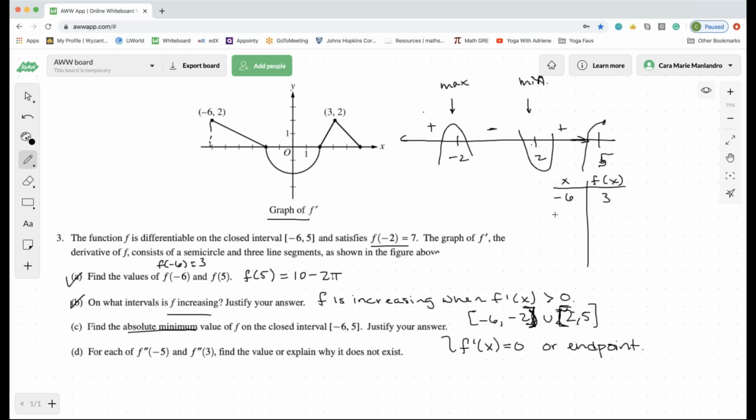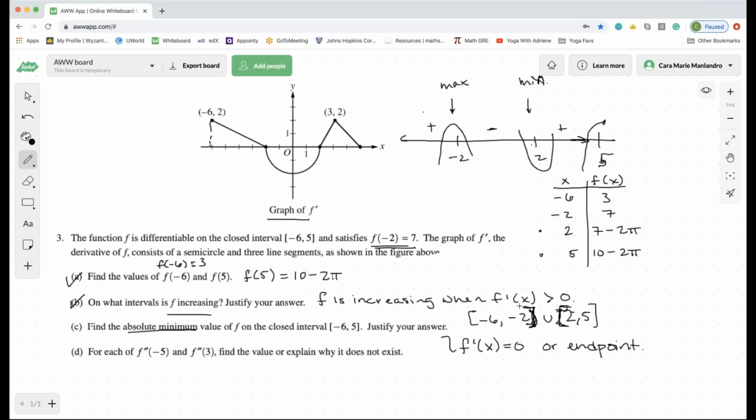So we figured out at -2 we were at 7 because they told us this. At 2 we would be at 7 minus 2 pi. Does that make sense? I just added in that area. And then at 5, we figured out it was 10 minus 2 pi. So which one is my absolute minimum?